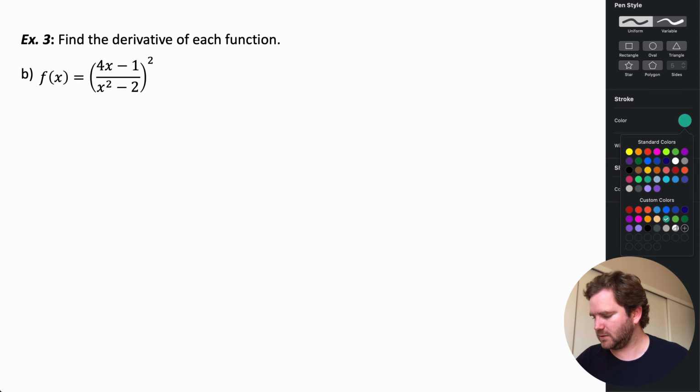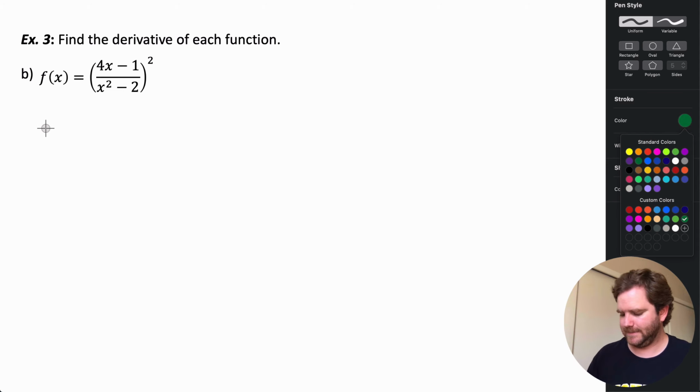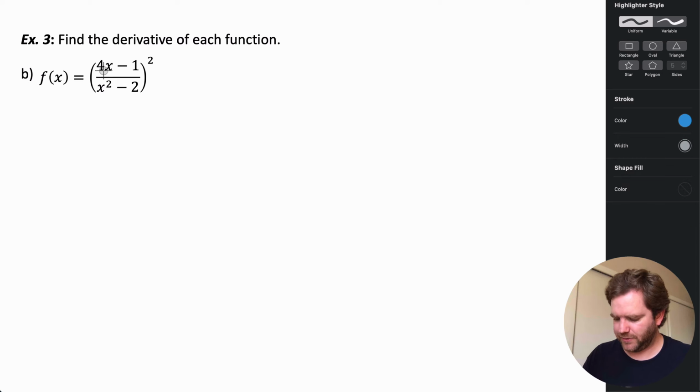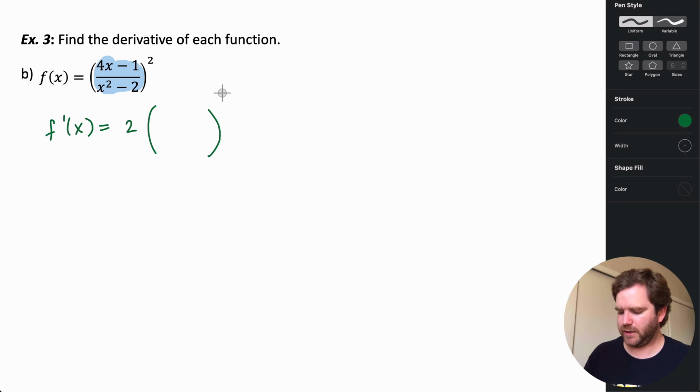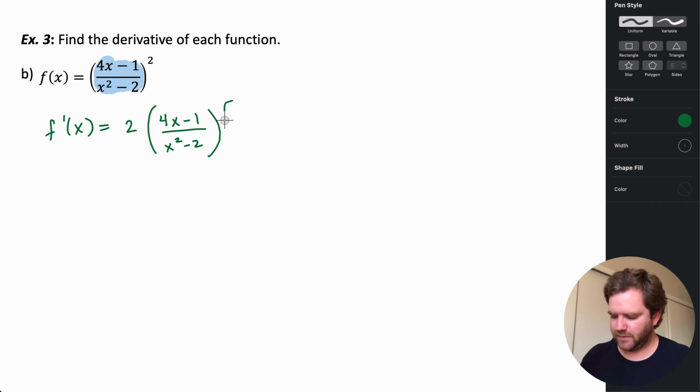So let's go ahead and try the chain rule on this. So again, this whole thing here is my inside function. So it's the derivative of the outside function. So f prime of x is equal to the derivative of the outside function, which is 2, times some quantity to the first power. And I don't even have to write to the first. And the inside function stays the same. So you leave the inside function alone, 4x minus 1 over x squared minus 2, times the derivative of the inside. And the derivative of the inside is where we have to use the quotient rule.